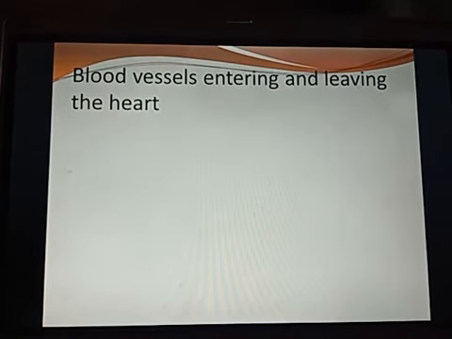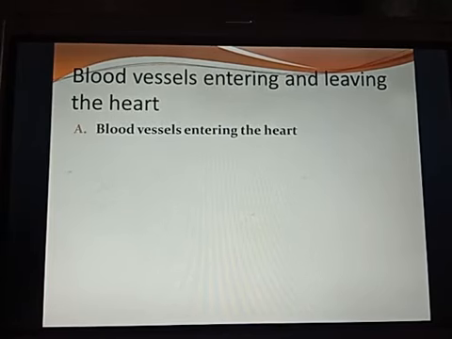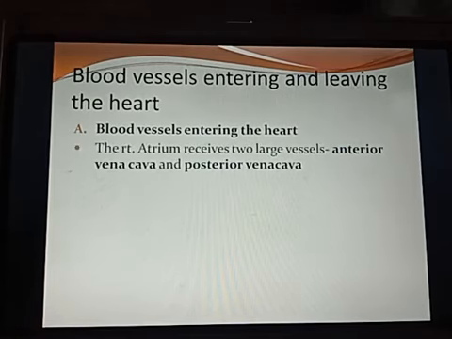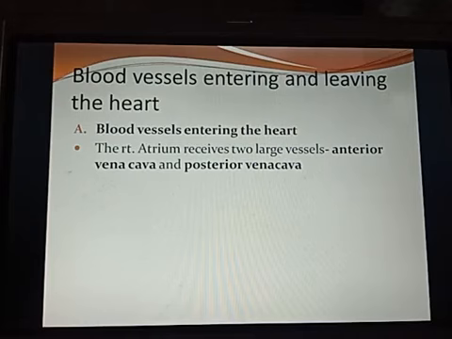Now let us see what are the blood vessels that enter and leave the heart. First of all, we will be seeing the blood vessels that enter the heart. The right atrium receives two large vessels. One is the anterior vena cava and the other is the posterior vena cava. The right atrium will receive deoxygenated blood from the anterior portion through the anterior vena cava, and from the posterior or bottom portion, the posterior vena cava will bring the blood to the heart.